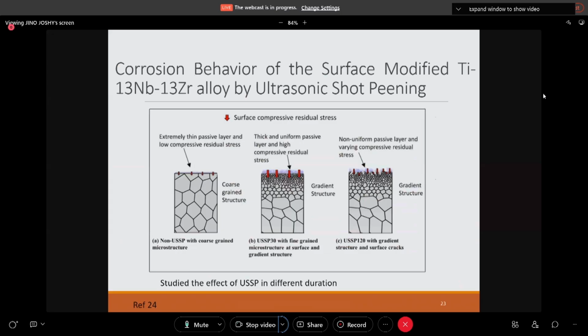And we are comparing this 30 and higher time durations. What happened is that in the higher time durations, 60 and 120, even though the grain refinement was higher than the 30 sample, the surface roughness effect was very high. It means there was a lot of surface roughness, a lot of impingement, and a lot of defects happened because of this impingement. This surface roughness effect was predominant compared to the grain refinement effect. Because of that, they got better corrosion resistance for the 30 sample.